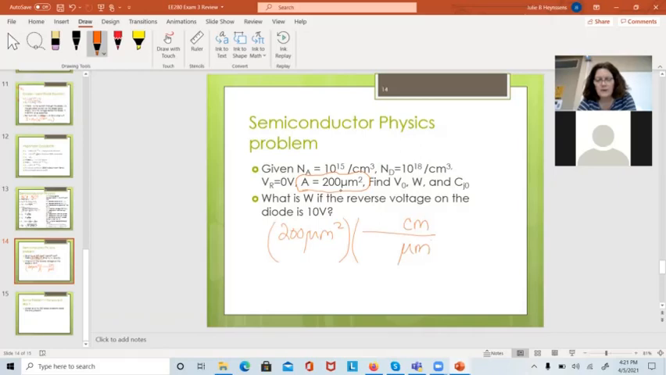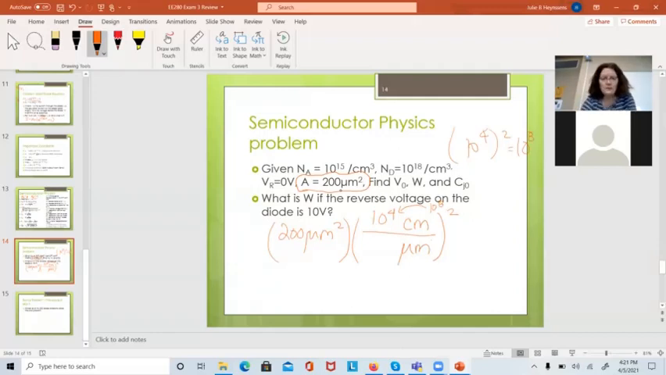Micrometer, they're off by 10 to the 4th. There's 10 to the 4th centimeters per micrometer, and I need to square that. So this is going to become 10 to the 8. 10 to the 4th squared equals 10 to the 8. Okay, so make sure you do those conversions.